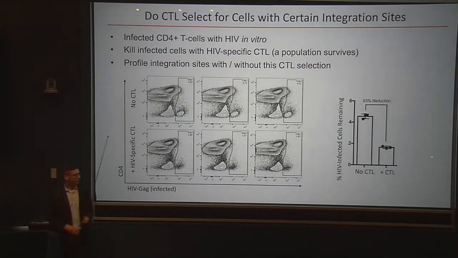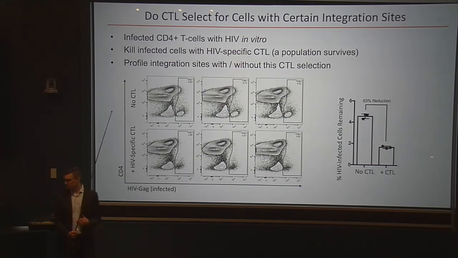And to do this, we used a similar method that we used for the RNA-seq. We infected cells with HIV. These are flow cytometry data. The cells in this window are infected. We tried to kill them with a cytotoxic T cell. We see we kill most of them, 63%, but there are some that are still left.